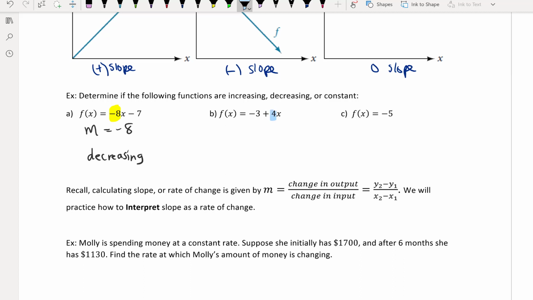Now here, look at your slope. Remember, it's the thing always in front of the x. So in this case, my m is equal to 4. That's positive, so that's going to be increasing.